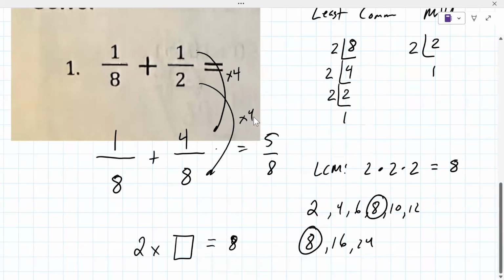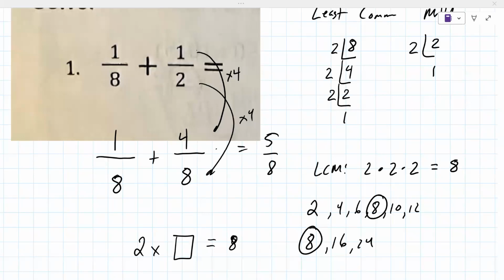Now, if you didn't use the least common multiple, like let's just say you used a common multiple, what some students do is they multiply the two bottoms together. That does work. This isn't always the least common multiple. You would then have to reduce the fraction. Okay.